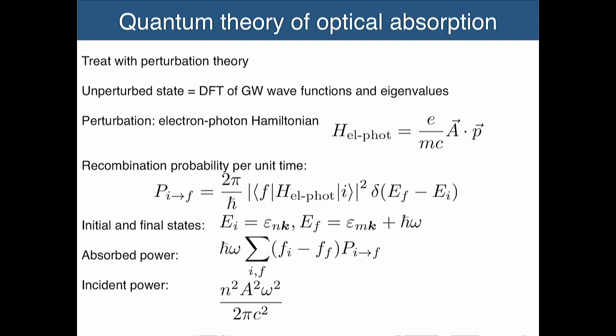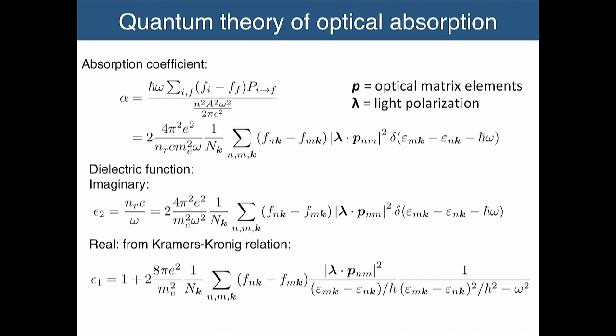Of course, this quantity P contains the electron-photon Hamiltonian, which then depends on the amplitude of the electric field. So to normalize, we also have to factor in the incident power coming in. Here you need to know the refractive index of the material, the amplitude of the vector potential, and the optical parameters. Once you know the power coming in and the power getting absorbed, you can derive the equation for the absorption coefficient, right? It's simply this ratio.